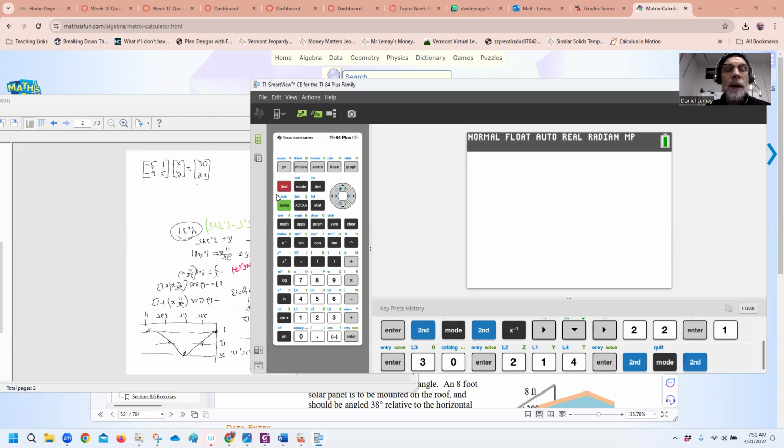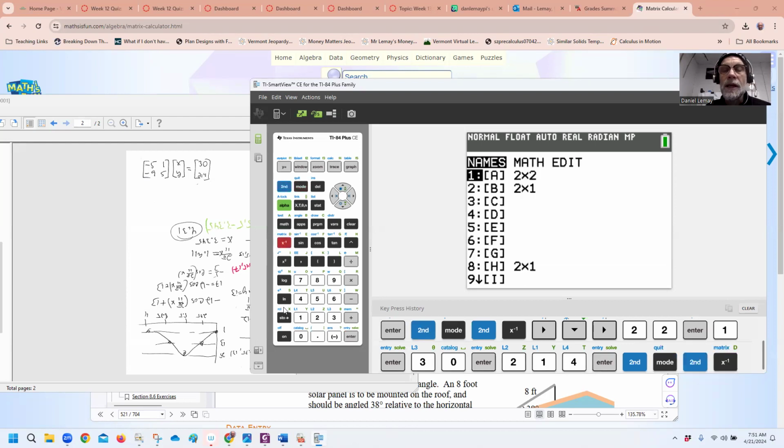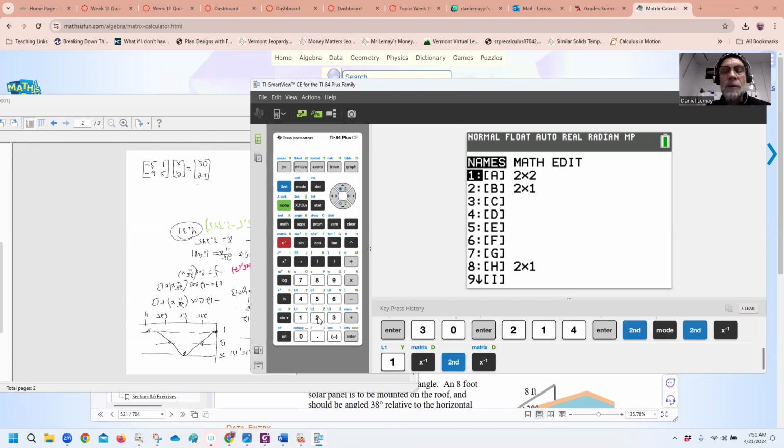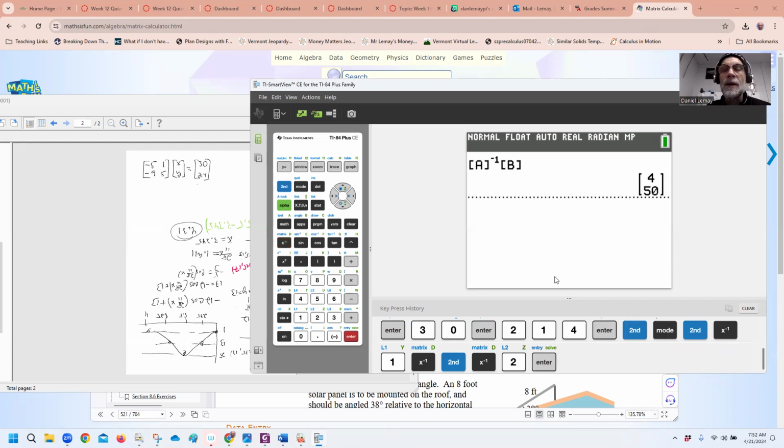And now comes the easy part, second matrix 1. We don't edit it, we want it. Then you hit the reciprocal key to find the inverse, which beats determinants, let me tell you. And then second matrix 2, because that's where we put the constants in, and then we get the answers 4 and 50. So x is 4, y is 50. That's the solution, that's the ordered pair. These 2 lines cross at that point.